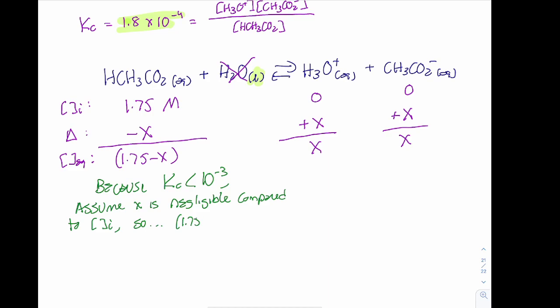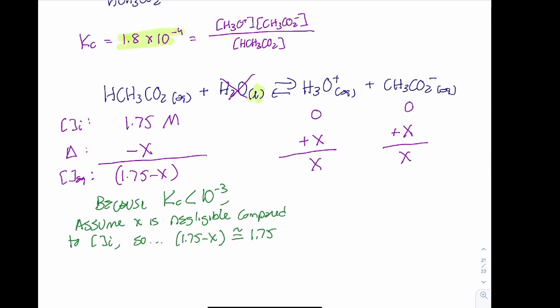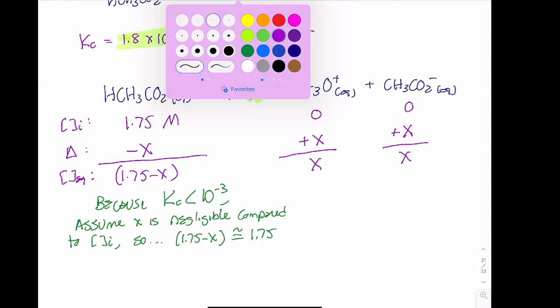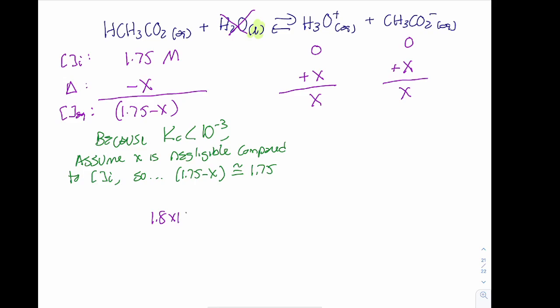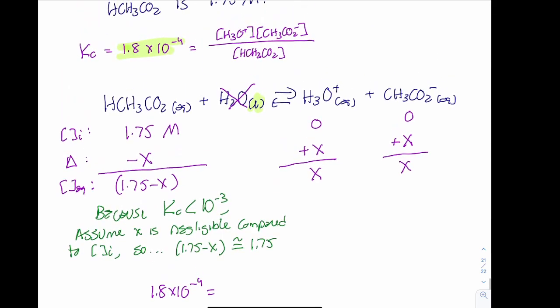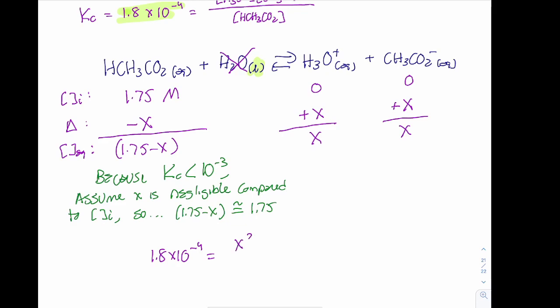So 1.75 minus X is going to be about 1.75, right? We're saying when we subtract X from 1.75, which is my initial concentration, it's so small that it doesn't really matter. So 1.75 minus X is going to be about equal to 1.75. So when I plug these values into my expression, instead of plugging 1.75 minus x into my expression, I'm going to plug in 1.75 for acetic acid. So doing that, I have 1.8 times 10 to the negative fourth, right? My value for my equilibrium constant. I'm going to have x, which is my hydronium ion concentration, times x, which is my acetate ion concentration. So x times x is x squared. And then on the bottom, I'm just going to put the 1.75.